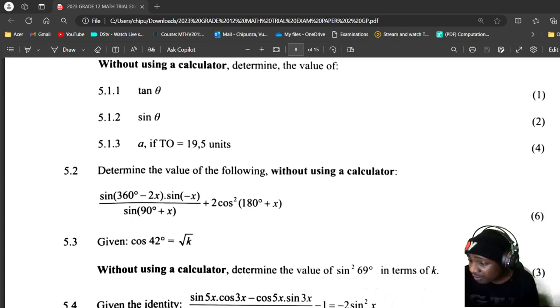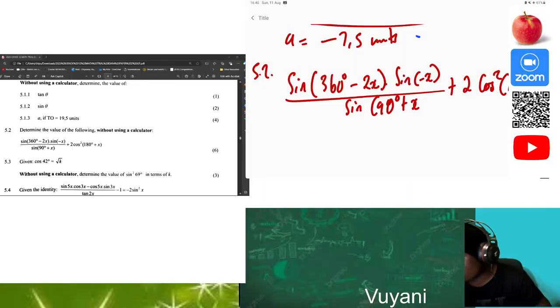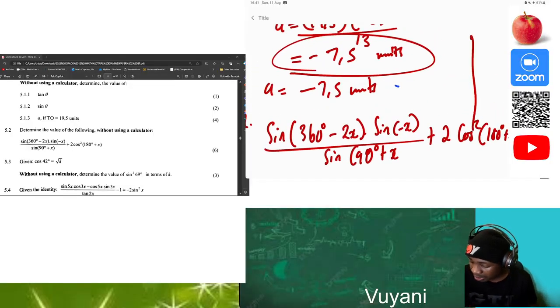Okay, so now they are giving us sine of 360 degrees minus 2x times sine of negative x, divided by sine of 90 degrees plus x plus 2 cos squared of 180 degrees plus x. Now we can see that this is where we need to apply our reduction formula. So we know these things, guys, and we know that we need to use our triangle, which we have always, or our reduction formula, which we're having here.